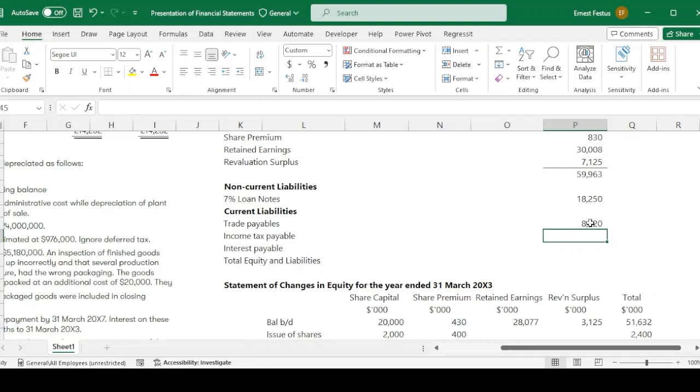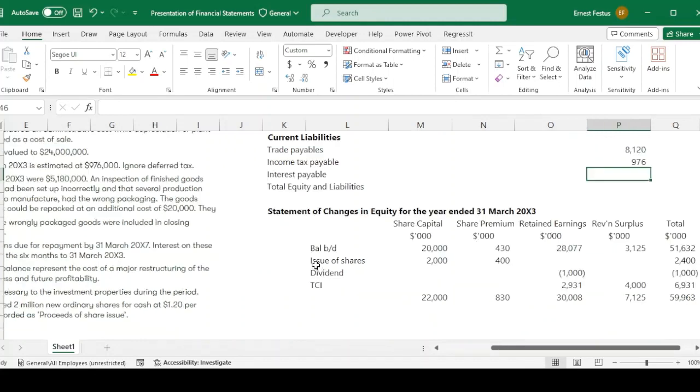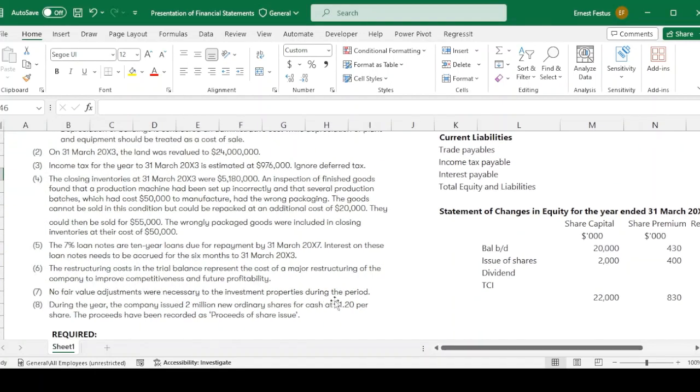That is the income tax expense for the year, and that is equal to 976. And then we also have our interest payable. Now we have information on our interest, which is the 0.5. The 7% loan notes are 10 years due for repayment by 31st March 20x7. Interest on these loan notes needs to be accrued for the 6 months to 31st. So it is only 6 months or half of the interest on the loan that is supposed to be accrued at the end of the year.